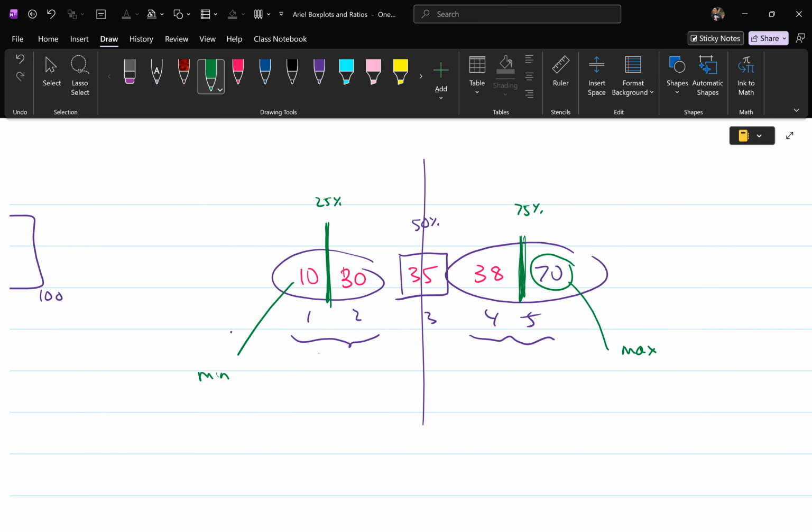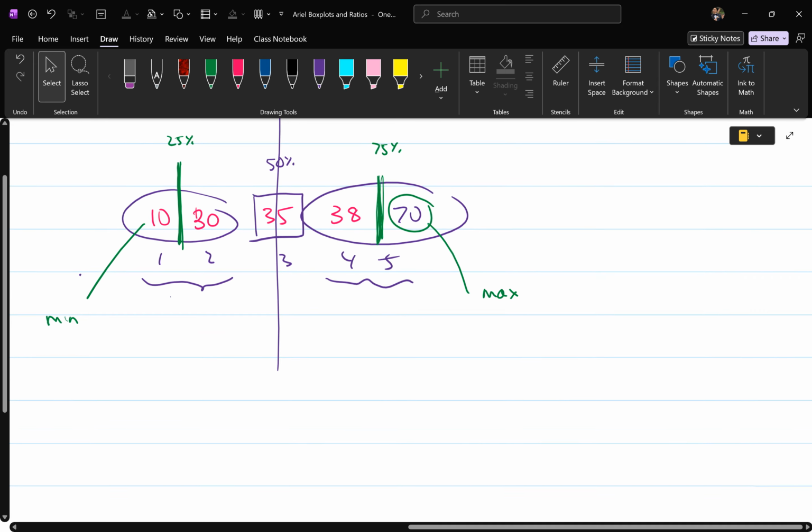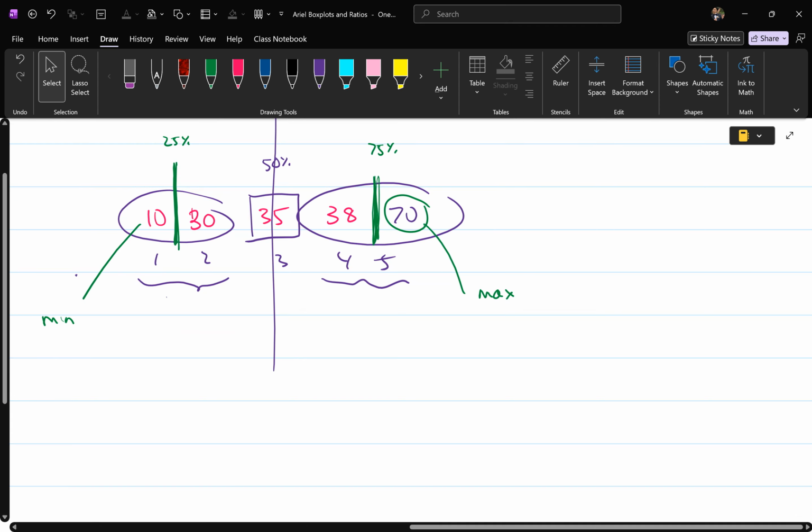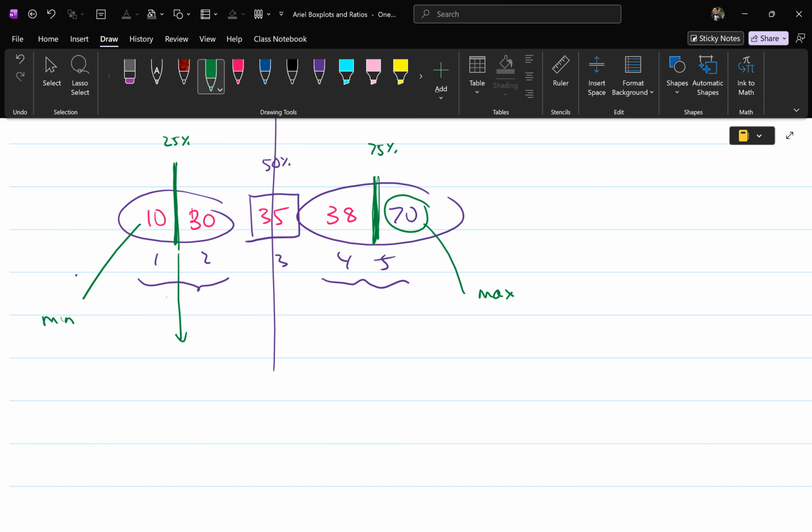True? So in this case, your job is to find the middle of 10 and 30. So for the middle of 10 and 30, add them together, and then divide by 2. So 10 plus 30 is 40. So the middle of 10 and 30 is 20. And then what's the middle of 38 and 70? Same thing, 38 plus 70 divided by 2. I don't know what that is. That's 108, so 54. Okay.